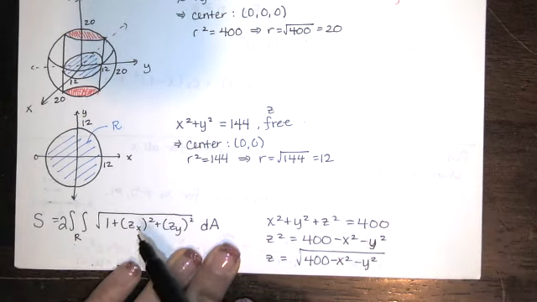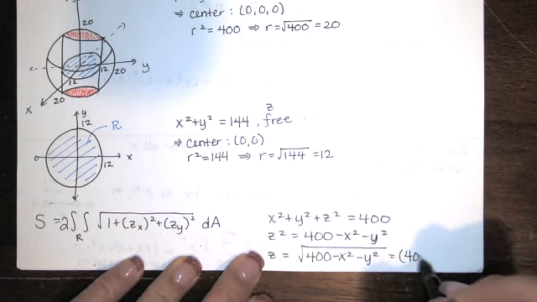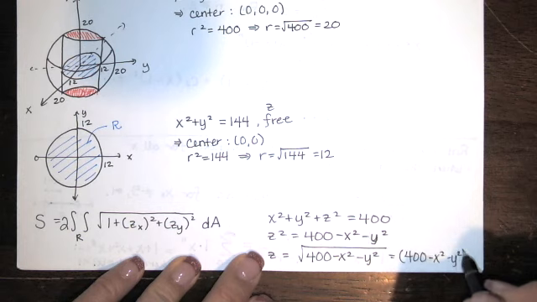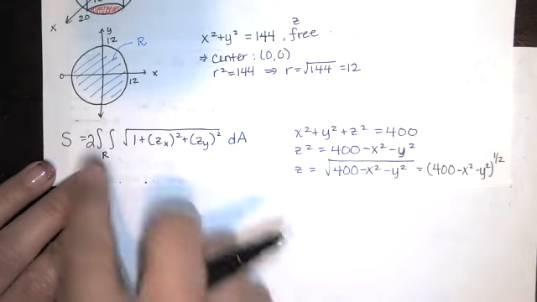Now we're about to differentiate, to take partial derivatives with respect to x and y. So it would help to write that square root as a 1/2 power. That's where we're at. So we have z equals, open parentheses, 400 minus x squared minus y squared to the 1/2 power. And we want the partial derivatives of z with respect to x and y so that we can substitute them here and then set up and then evaluate that surface area integral.